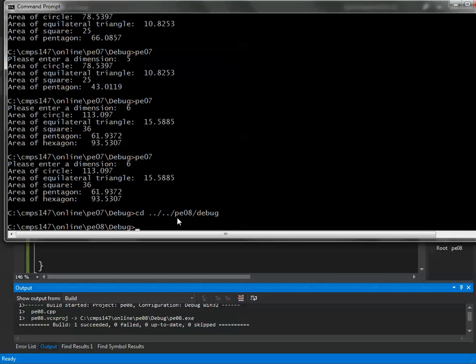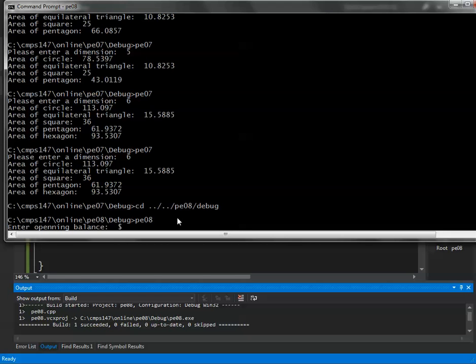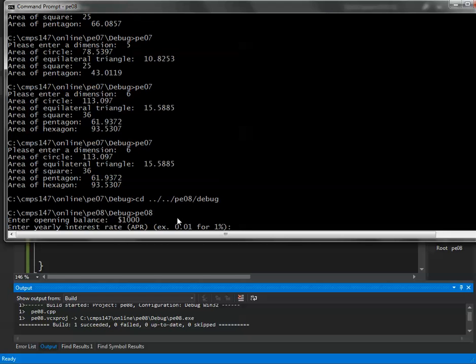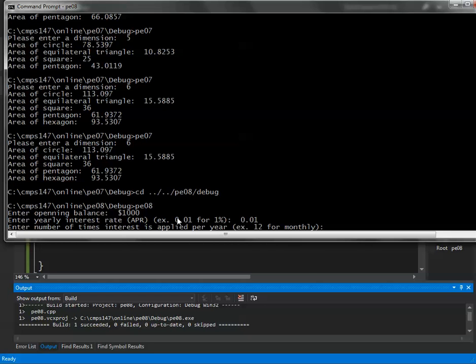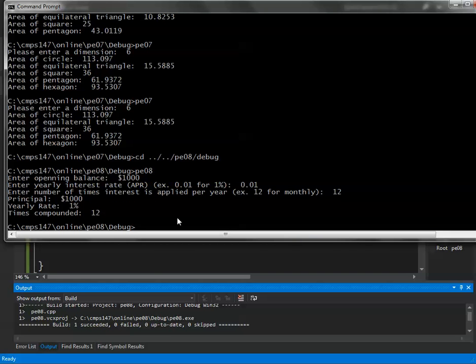Switch over and run our program, so Module08. All right, so opening balance, let's say $1,000. Let's say I've got 1% interest. And times compounded, let's say 12. All right, so I get my output back, and of course I got my 1% interest rate. So I've got my input, I've got the echo of the output. Let's go back to step number 2 and actually do the computation.